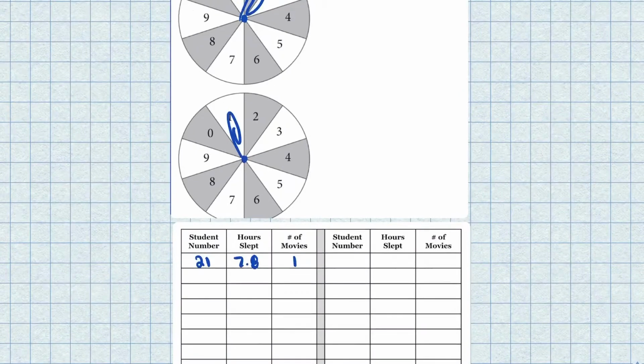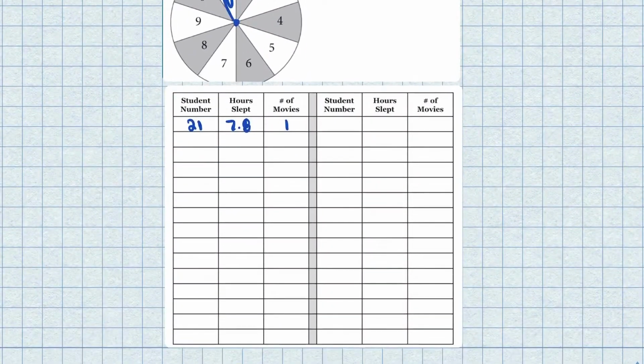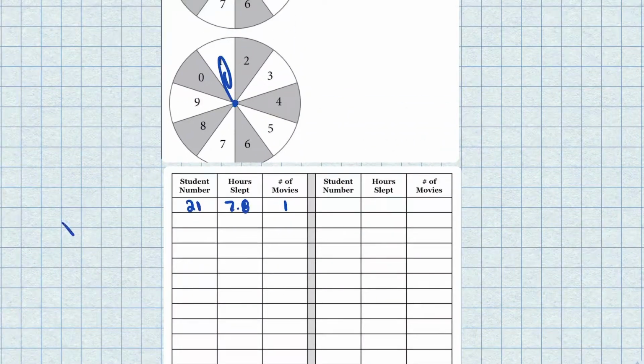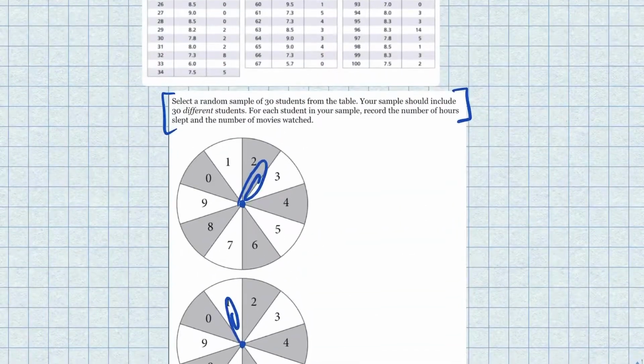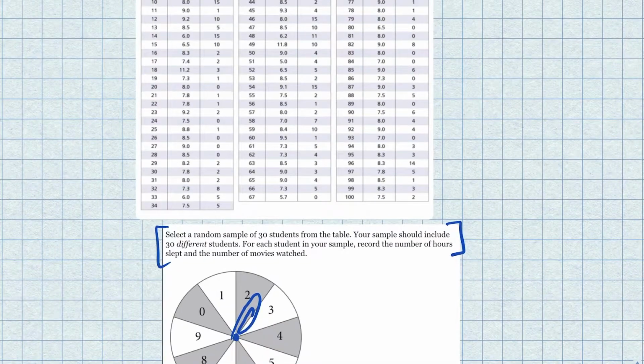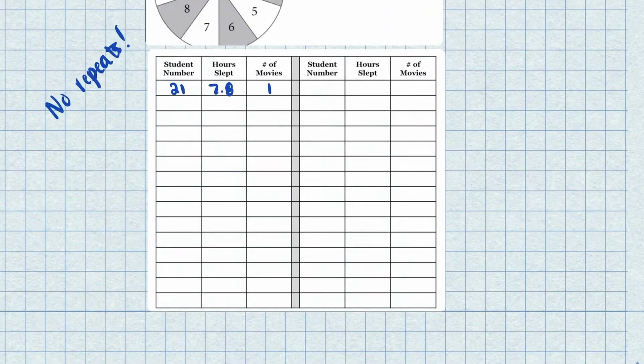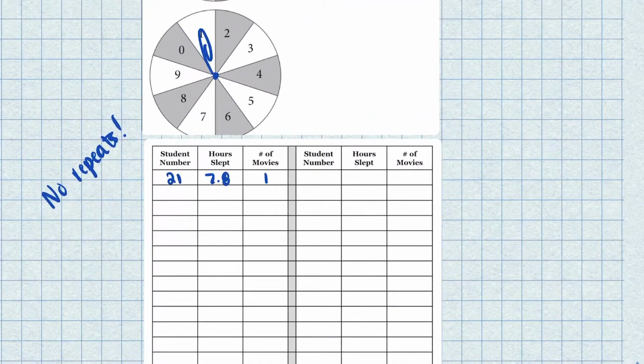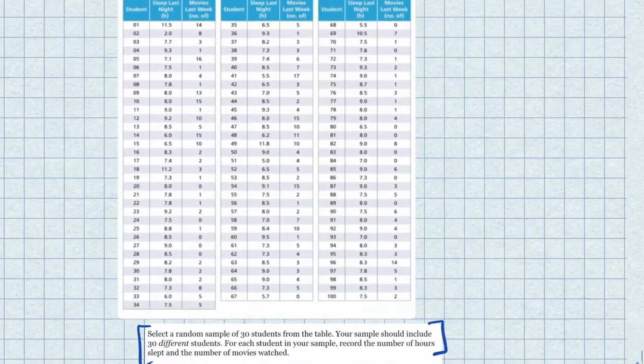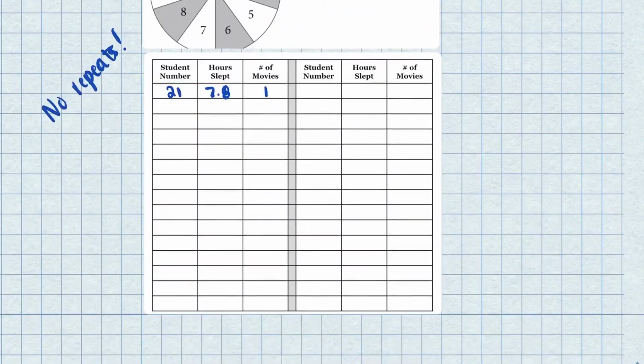You guys are responsible for finding 30 students. Remember, no repeats, please, just different students. Keep using your paper clips, flick them, and fill out this entire table. Make sure you're recording correctly, and make sure you know what column is which number. Okay? All right, then we'll continue this later. I will see you guys in the next lesson.